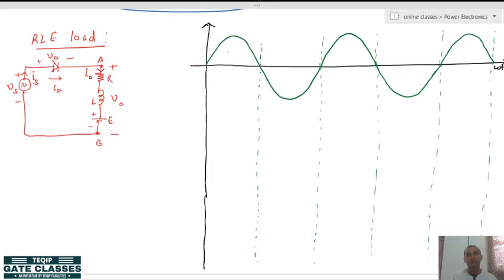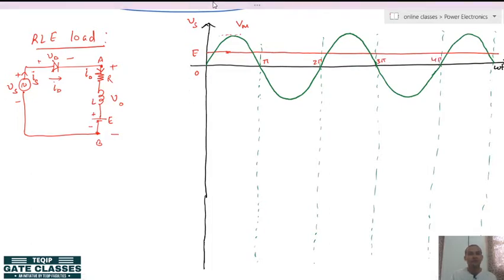All right. So this is E, this is the source voltage, with amplitude Vm. These are the instants 0, pi, 2 pi, 3 pi, 4 pi, and so on. Now let's mark the others also.